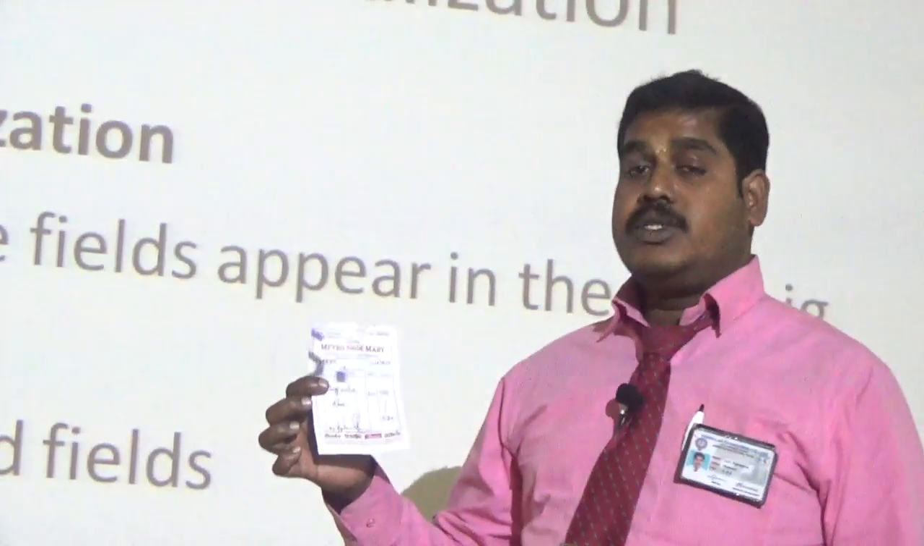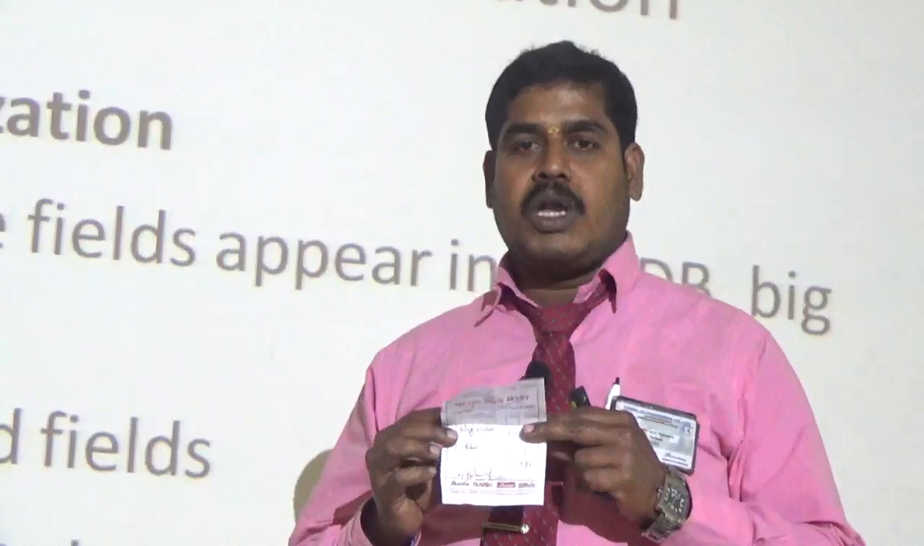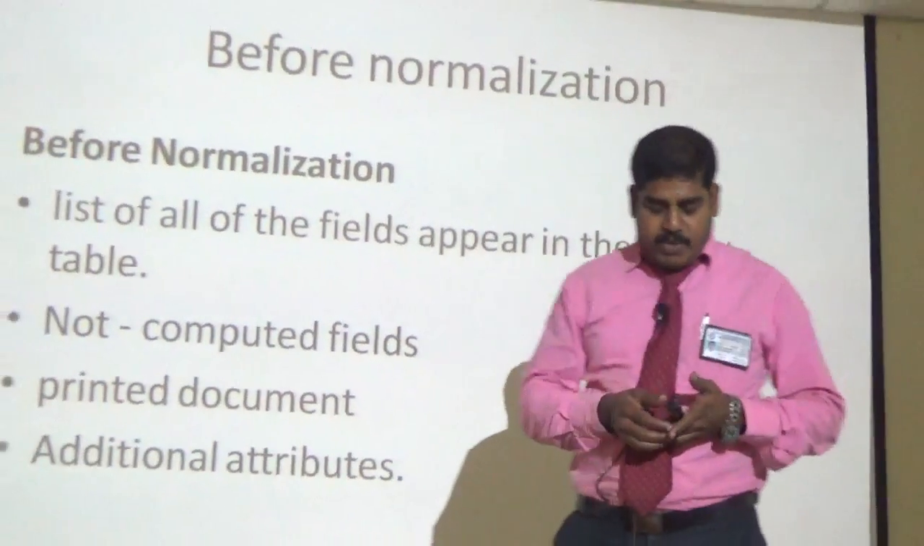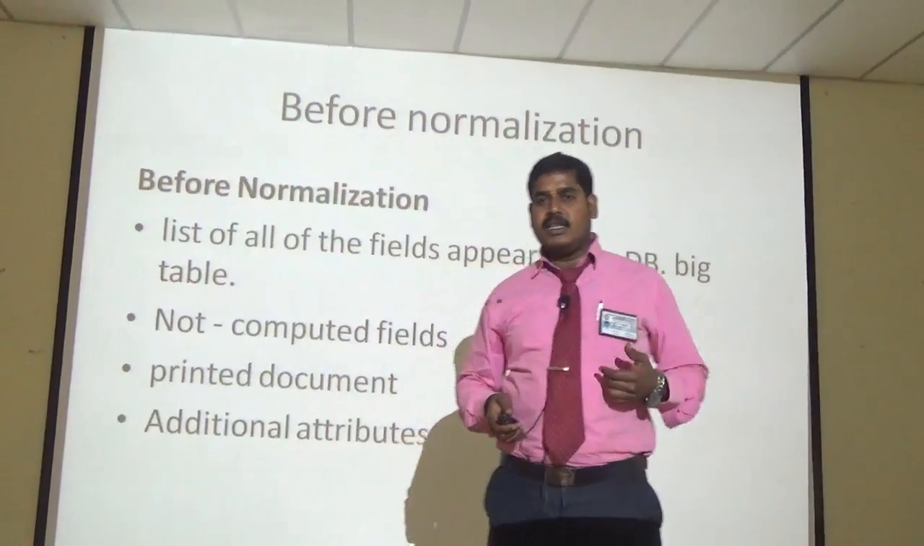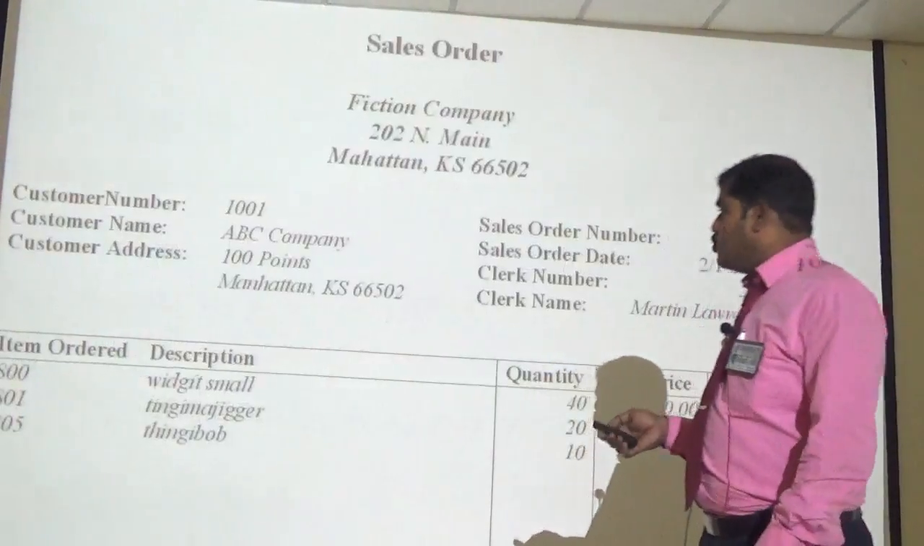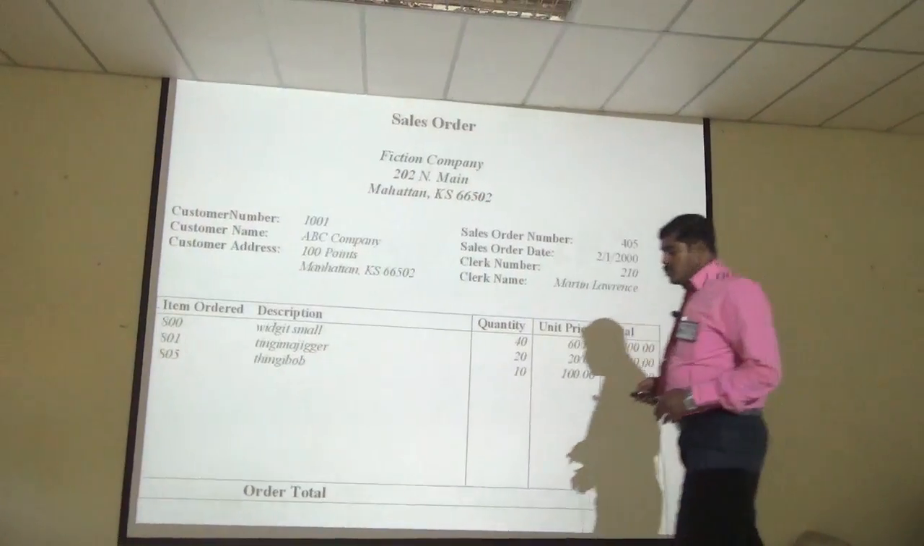If you see, it's going to be a very big table from this small piece of printed paper. We can take very briefly the total number of fields, which are going to be the input for normalization. And apart from these, we can also add fields that are not on the actual paper, which are additional attributes. This is a sample bill I have given, so in this sample bill you can see what this is.